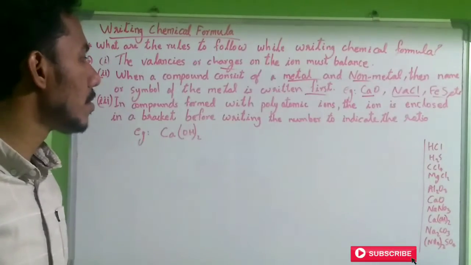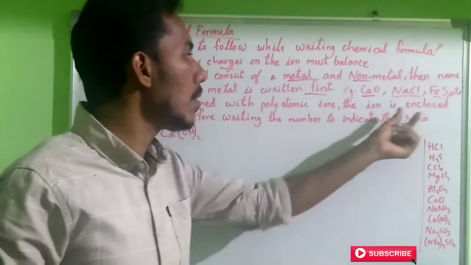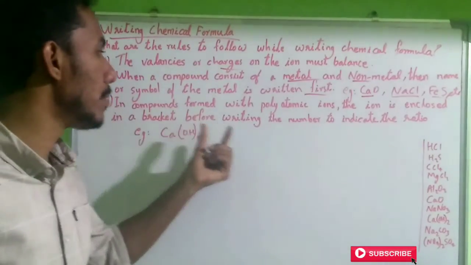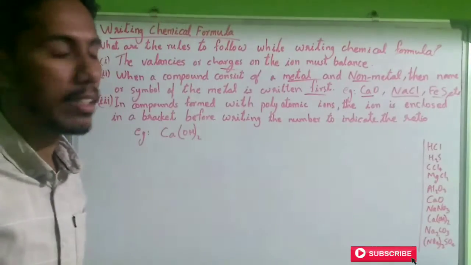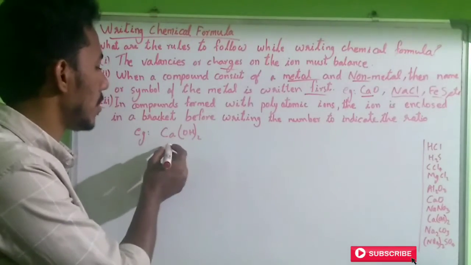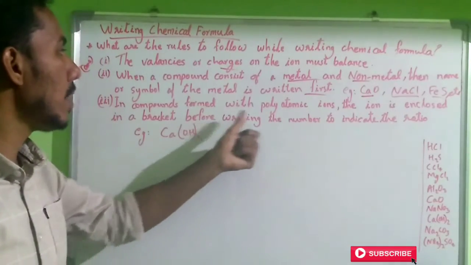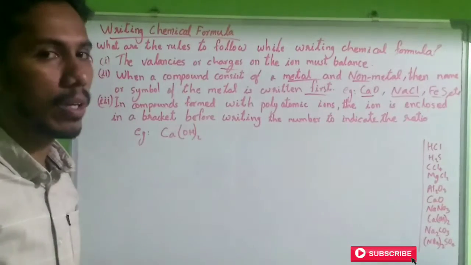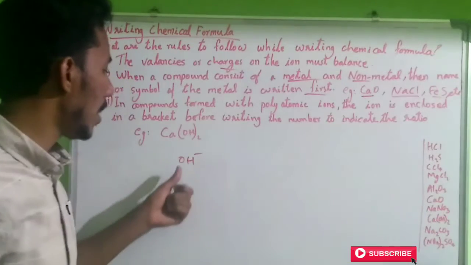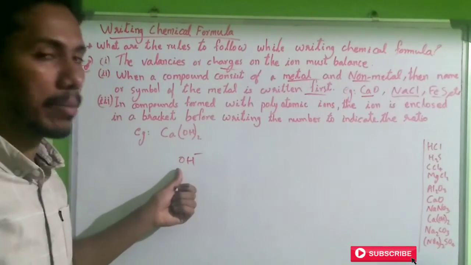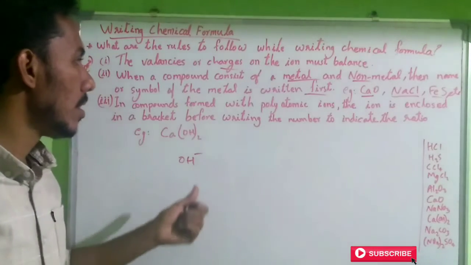Third, in compounds formed with polyatomic ions, the ion is enclosed in a bracket before writing the number to indicate the ratio. This is the example. Ca is a metal, so it is written first. Then OH is a polyatomic ion. OH minus is an ion. It consists of two elements, oxygen and hydrogen, so it is a polyatomic ion.